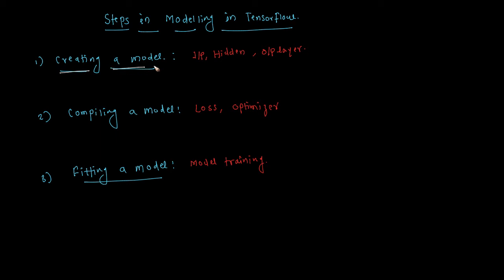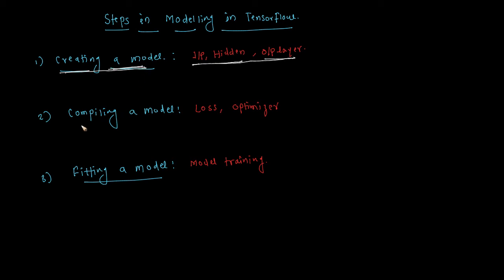In this step, we decide the number of neurons in the input layer, the number of hidden layers and the neurons in each of those hidden layers, and the number of neurons in the output layer. That means we decide the architecture here, right? The input layer, hidden layers, and the output layer, and the number of neurons in each of those layers. So that is the first step, creating the model. We are defining a structure here actually, right? So that's the first step.